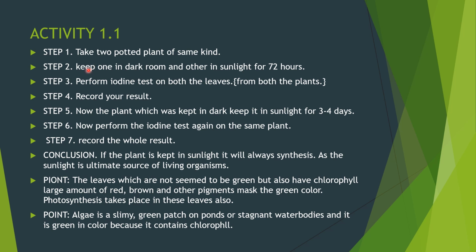Activity 1.1. Step 1. Take two potted plants of the same kind. If we have a money plant or any other plant, take the same kind of plant. We have to take two plants. Keep one in a dark room and the other in the sunlight for 72 hours.